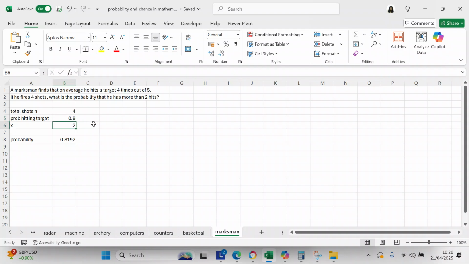X is the number we're looking for, which is 2. And the probability is binom.dist(3, B4, B5, false) plus binom.dist(4, B4, B5, false), and the total probability is 81.92%. And that's all the questions covered in the assessment.